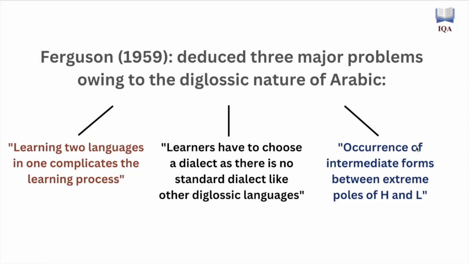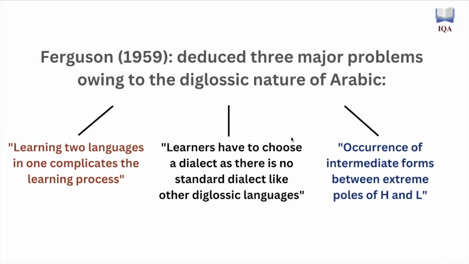Then the third thing is the occurrence of intermediate forms between the extreme poles of high variety and low variety Arabic. This last point is explained in the other video, where I break down the dialects. So these are some of the difficulties that you will face as an Arabic learner.